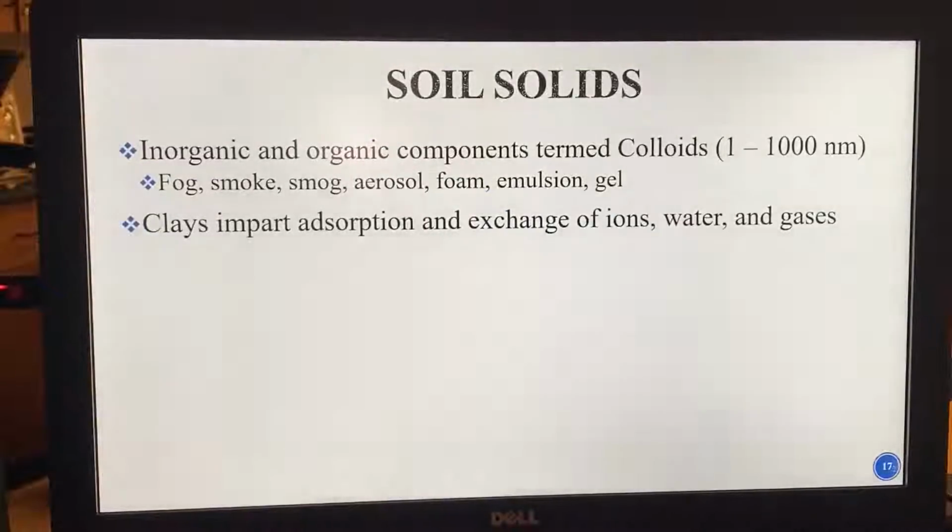They impart some adsorption or exchange of ions and gases and water. We know that the greater the clay content, the greater the water holding capacity, right?